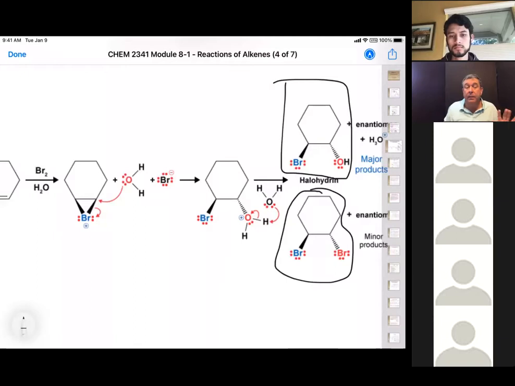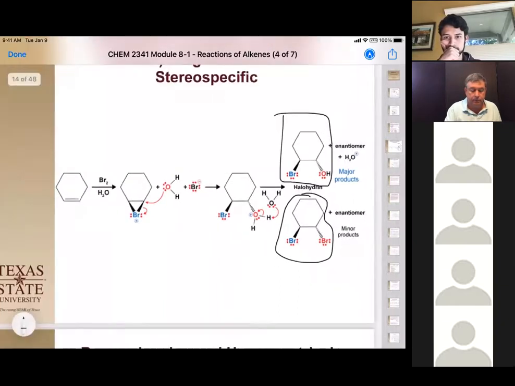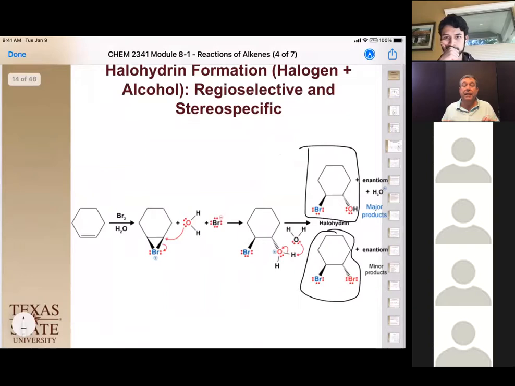So, the only thing we changed here was the solvent. We went from a chlorinated or halogenated solvent like carbon tetrachloride or chloroform to water, and water, being that weak nucleophile, participates in the reaction. Okay, but again, because we form that intermediate, we always have anti-addition. All right, questions on that?